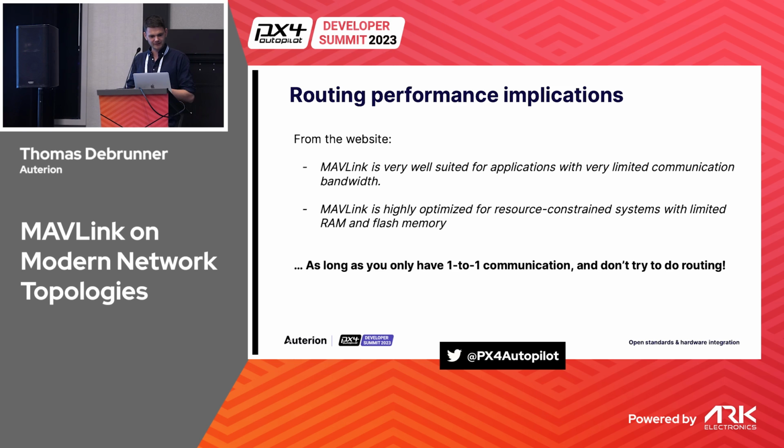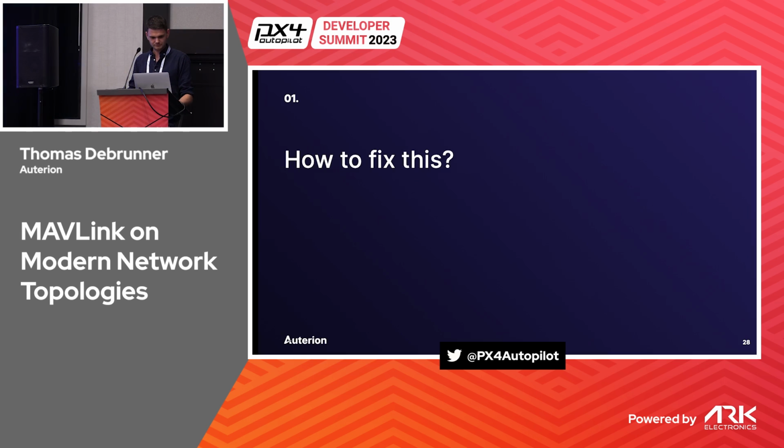On the website it says MAVLink is very well suited for applications with very limited communication bandwidth, and MAVLink is highly optimized for resource-constrained systems. That may be true, but as soon as you add routing, it's definitely not true, because then you start adding a lot of unnecessary traffic. Let's say you add a system that only cares about one specific message, but it will still have to parse the entirety of the broadcast traffic on the entire network just to find this one specific needle of a message among all the traffic that it gets. And therefore, this is really where the scaling stops. So how do we fix it?